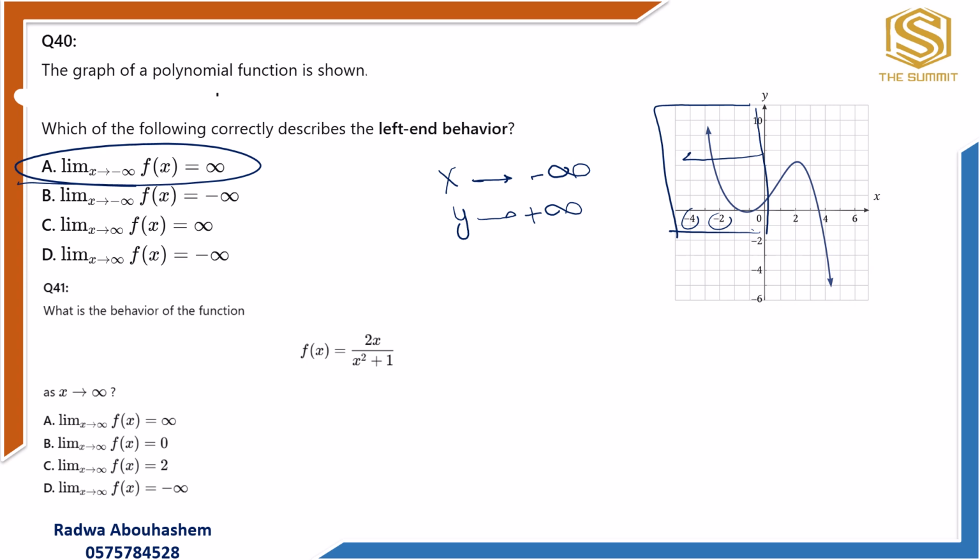Now, what is the behavior of the function f(x) = x over x^2 + 1 when x approaches infinity? Do you remember the rules for the limit at infinity? This is x to the power 1 and this is x to the power 2. When the numerator's degree is smaller than the denominator's, the answer is always 0. So this means it's equal to 0.